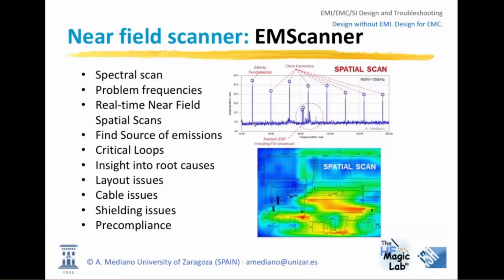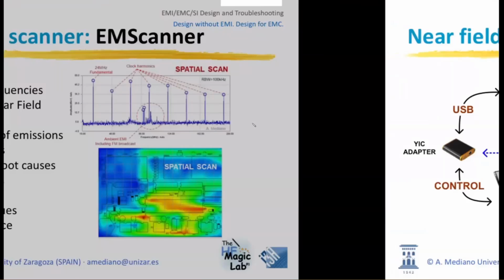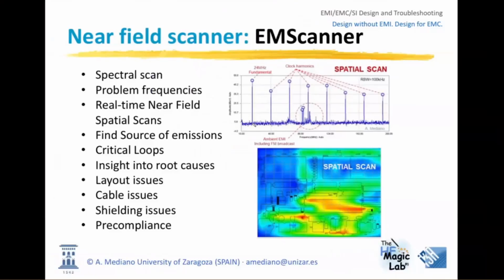We can identify critical loops. We can evaluate if we have problems or not very good layout designs. We can test for issues in cables, in shielding, and in general to evaluate your product. One of the important things about these kinds of tools is that with these tools, you can see the signals. And remember that in general, in EMI troubleshooting, if you can see it, you can fix it. This is one of the most important things about using instrumentation for debugging EMI problems.